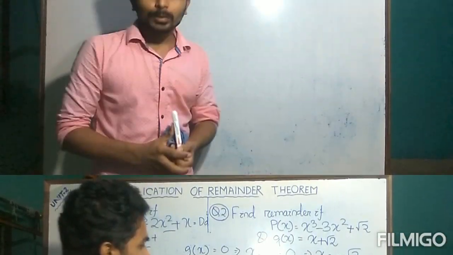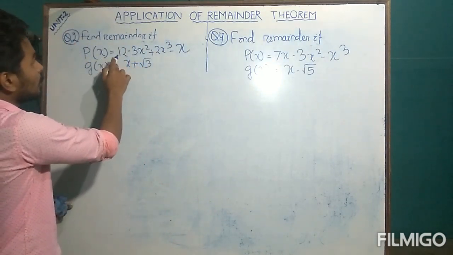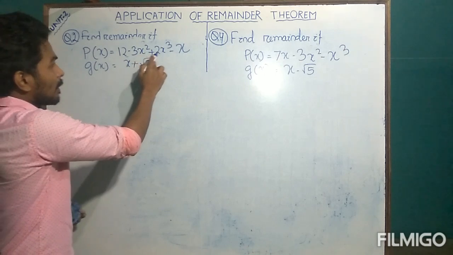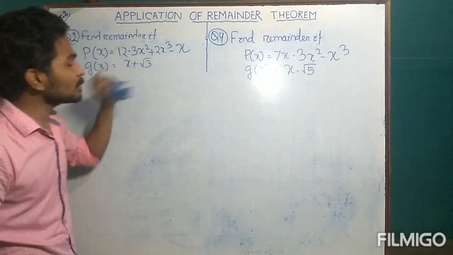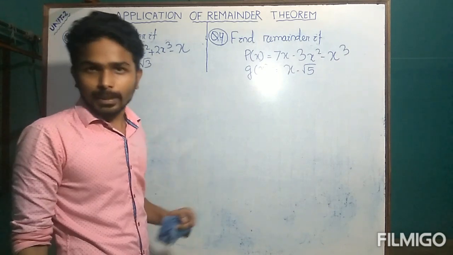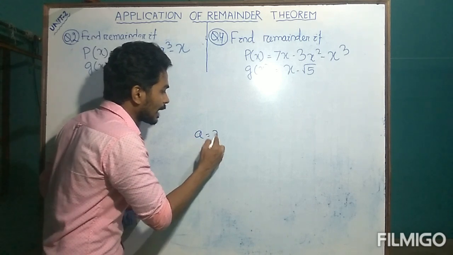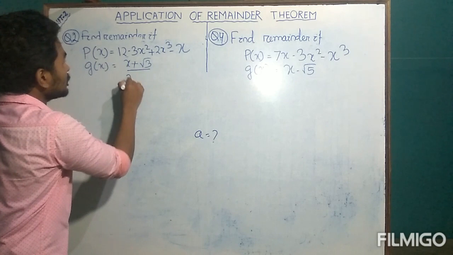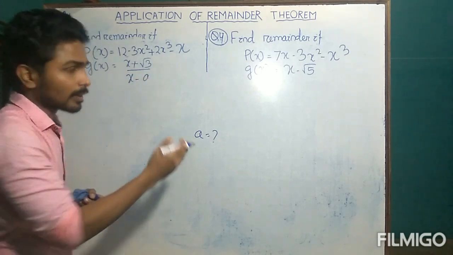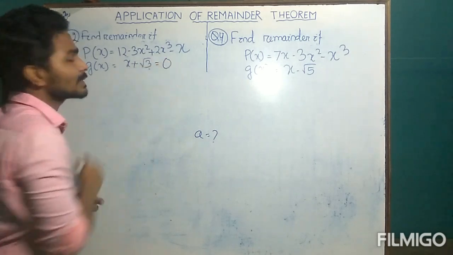Okay, thus we have one more question. As we have P of x, or the dividend, will be 12 minus 3x square plus 2x cube minus x, and the divisor g of x is equal to x plus root 3. So we have to find out the remainder. For that reason, we have to first find out the value of a. How can we find out the value of a? By comparing this term with x minus a, or by putting x plus root 3 to 0.